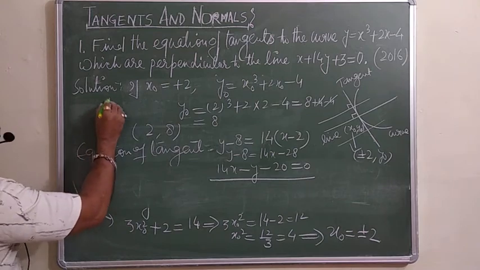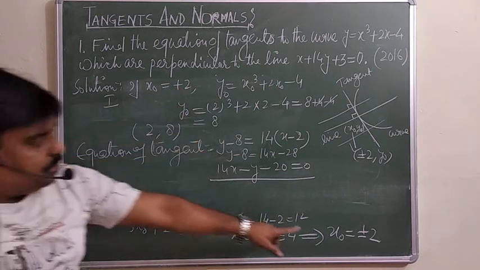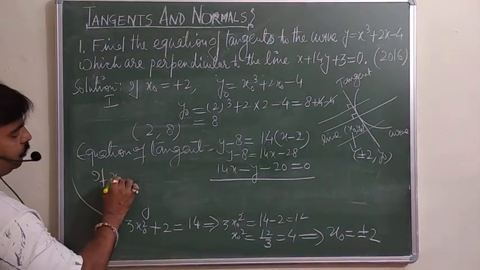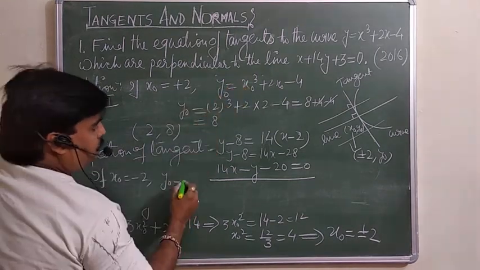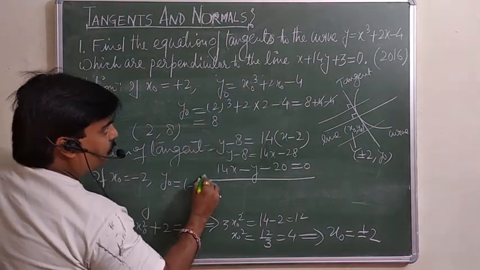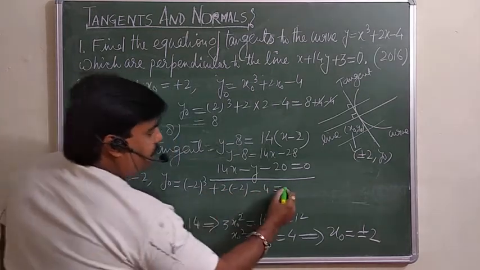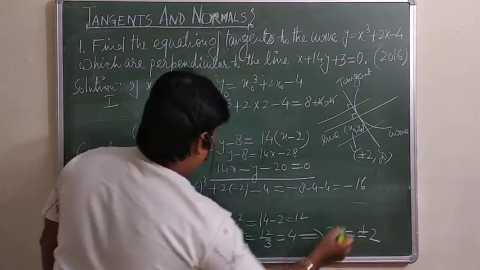Now the second case. You have seen the first case. Now in the second case, if x0 is equal to minus 2, what will be y0? If x0 is equal to minus 2, then y0 will be equal to, I am doing it directly, you can put the values here: minus 2 whole cube plus 2 into minus 2 minus 4. So this is minus 8 minus 4 minus 4, that is minus 16.